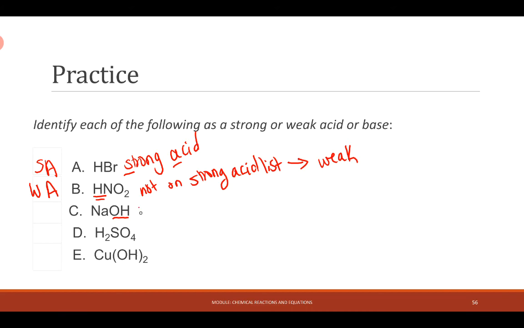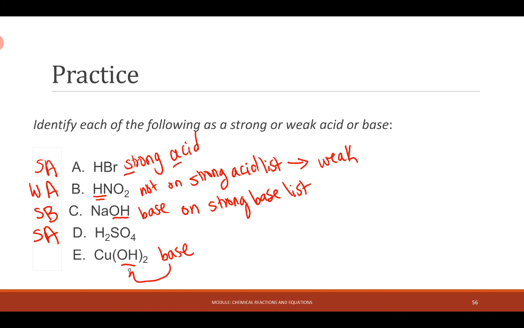This one is a base. It is on our strong base list. And so it is a strong base. H2SO4 is on our strong acid list, and so it is a strong acid. For our last one, this is a base because of the hydroxide, but it is not on our strong base list, so that is a weak base.